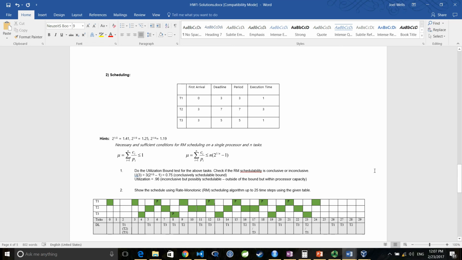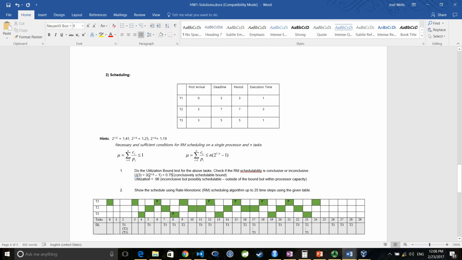Okay. So that was priority inversion. These next scenarios are two different forms of scheduling: rate monotonic and earliest deadline first. It begins with computing the utilization bound and then using that to determine if it's conclusively or inconclusively schedulable. We have three processes in play here, T1 through T3. We compute the utilization bound. You can see we have these handy hints up here that say you don't have to do this computation. Here's what your figures are.